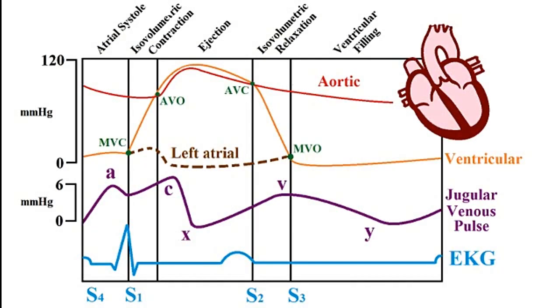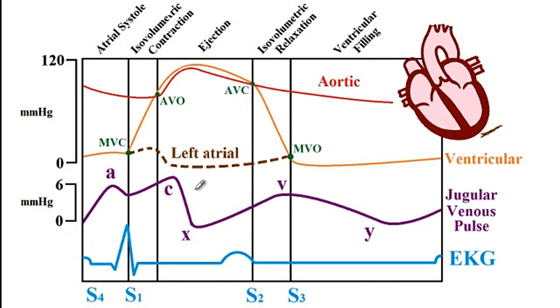In this video, I'm going to explain the components of the Wiggers diagram, which is shown right here. There are two important components of this diagram. The top part shows you the aortic pressure, left atrial pressure, as well as the left ventricular pressure. So everything is about the left side in the upper diagram.